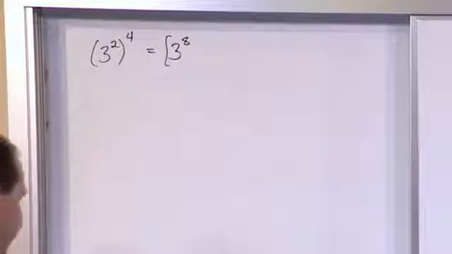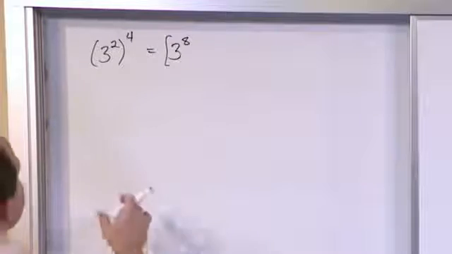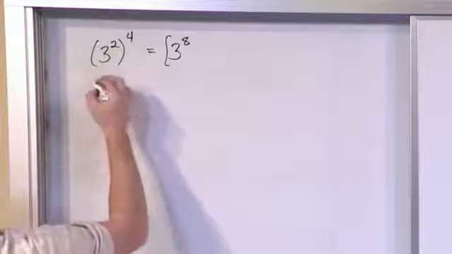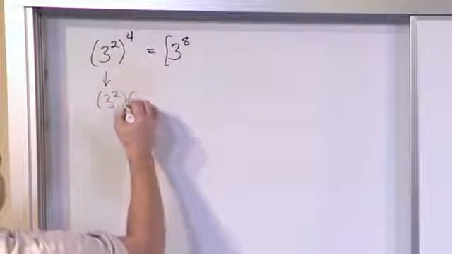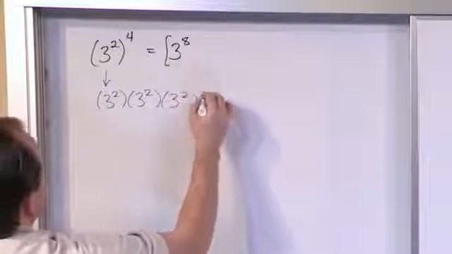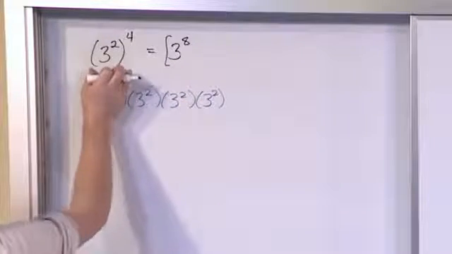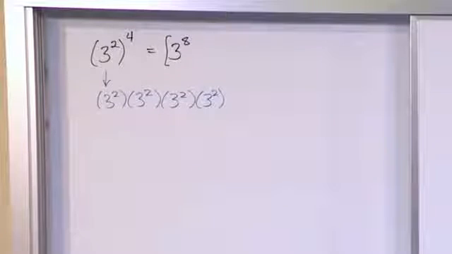And I want to briefly show you how this is possible so you know that I'm not just making up things. If you have 3 squared raised to the 4th power, what does that mean? It means you have 3 squared times 3 squared times 3 squared times 3 squared. Everything in the middle is multiplied by itself 4 times. That's the definition of what an exponent is.